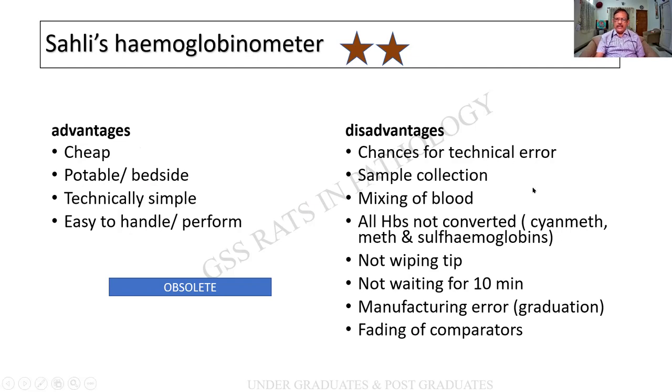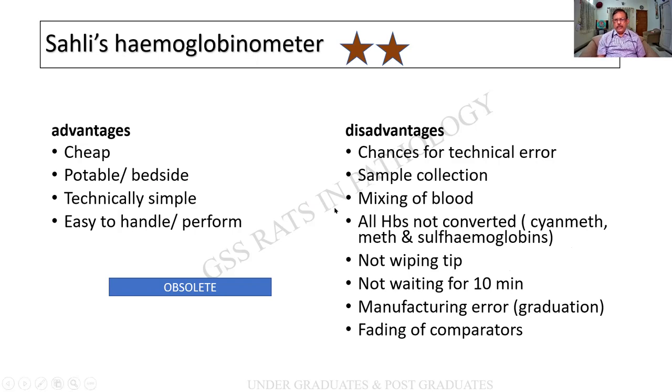There are some disadvantages, of course. Technical error can be there, sample collection error can be there. Blood is not mixed before collection, so it can be superficial or it can be the deeper dense RBCs. All the hemoglobins are not converted. Not wiping the tip, not waiting for a period of 10 minutes. 10 minutes is the minimum time so that you get the acid hematine. At 15 minutes, you get a higher value. Manufacturing error can be there.